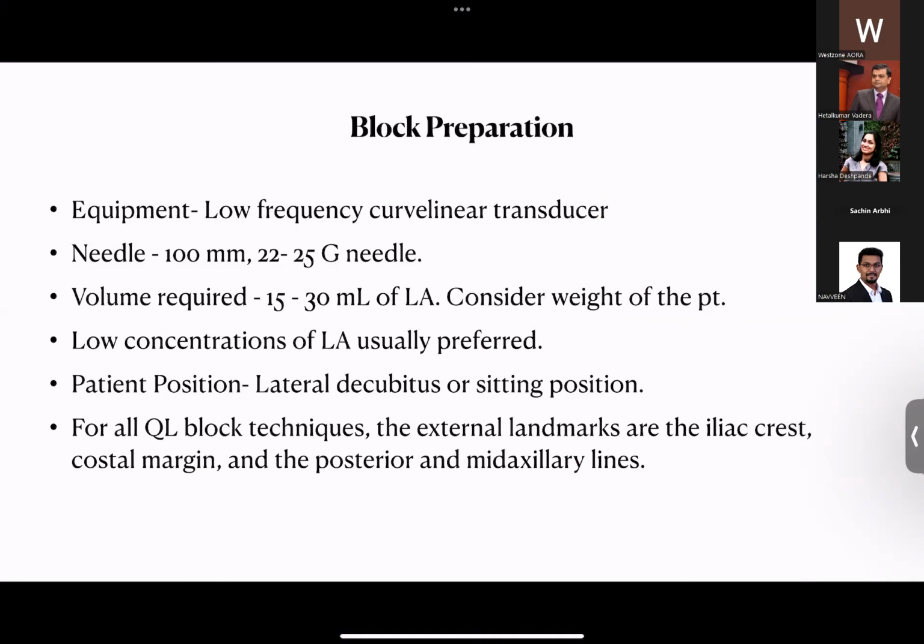For the preparation of the block, we use a low frequency curvilinear transducer. We require a 100 or 150 mm needle, 22 to 25 gauge. We use about 15 to 30 ml of local anesthetic. Always consider the weight of the patient before preparing the local anesthetic. Low concentrations of LA are usually preferred, like 0.2% ropivacaine or 0.25% bupivacaine or levobupivacaine.